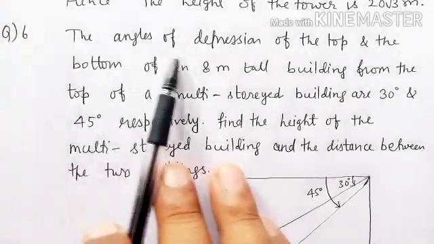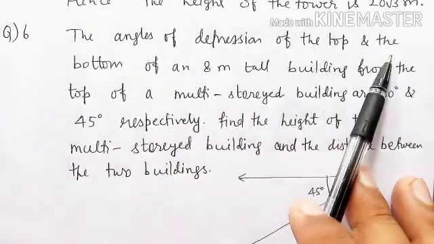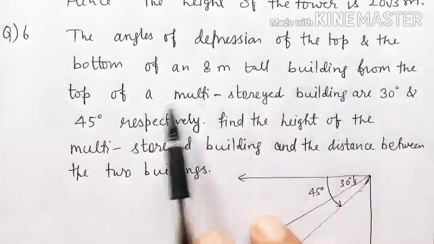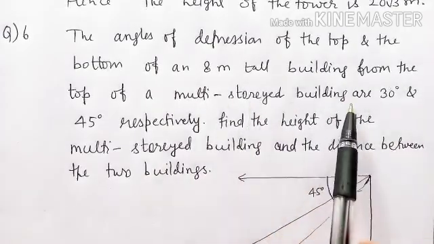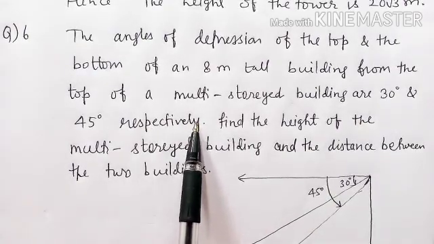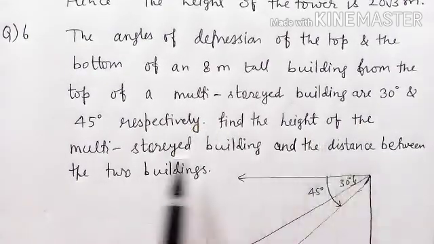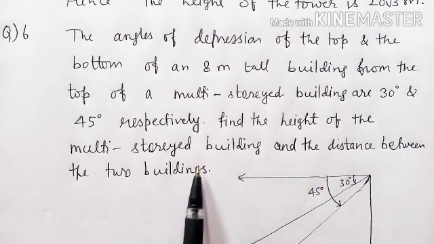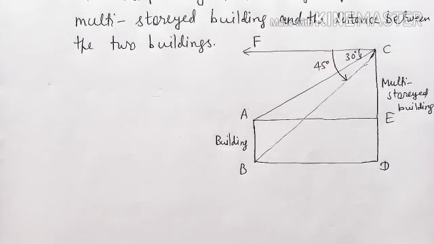The angles of depression of the top and the bottom of an 8 meter tall building from the top of a multi-storey building are 30 degree and 45 degree respectively. Find the height of the multi-storey building and the distance between the two buildings. So let us draw the diagram. Solution.